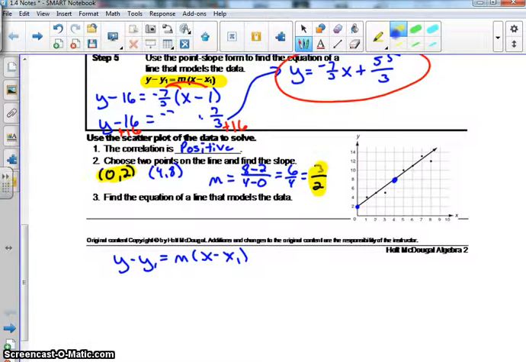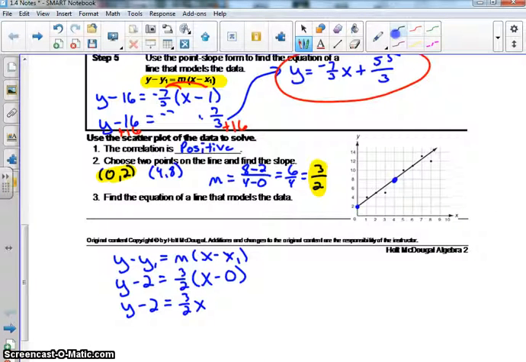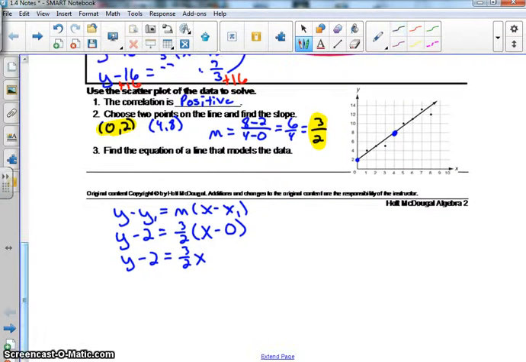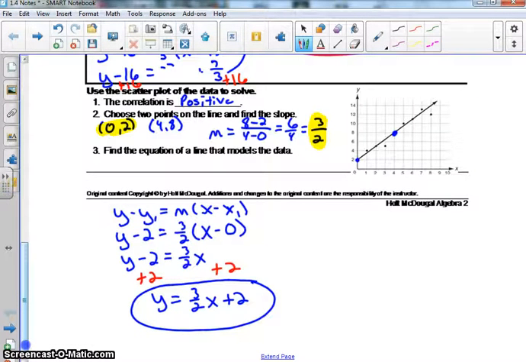I'm going to use that point and that slope. Y minus 2 equals 3/2 times x minus 0. Y minus 2 equals 3/2 x. X minus 0 is just x, so that's nice and easy. And that 0 did work out to my advantage because now when I add 2, I can just add 2 to the end of the equation, and there it is. I can't combine like terms because the 3/2 has an x and the 2 doesn't.